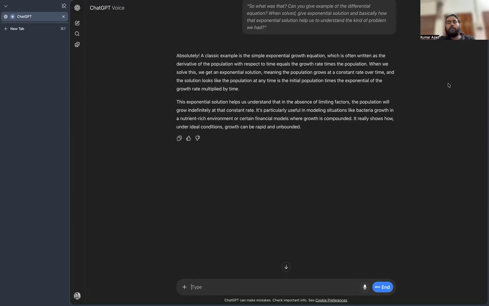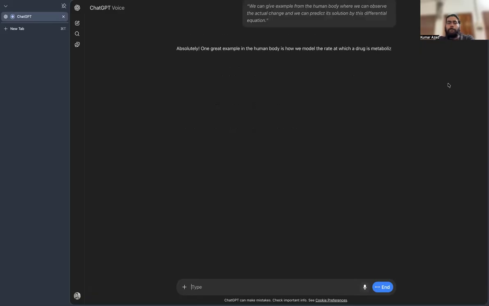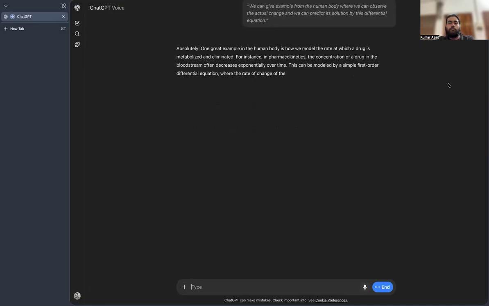Can you give an example from the human body where we can observe the actual change and we can predict its solution by this differential equation? Absolutely. One great example in the human body is how we model the rate at which a drug is metabolized and eliminated. For instance, in pharmacokinetics, the concentration of a drug in the bloodstream often decreases exponentially over time. This can be modeled by a simple first order differential equation where the rate of change of the drug concentration is proportional to the current concentration.